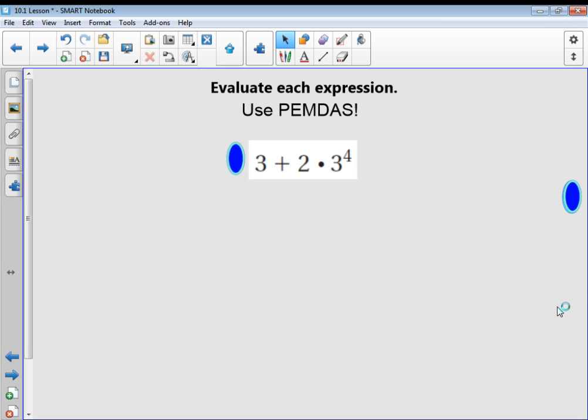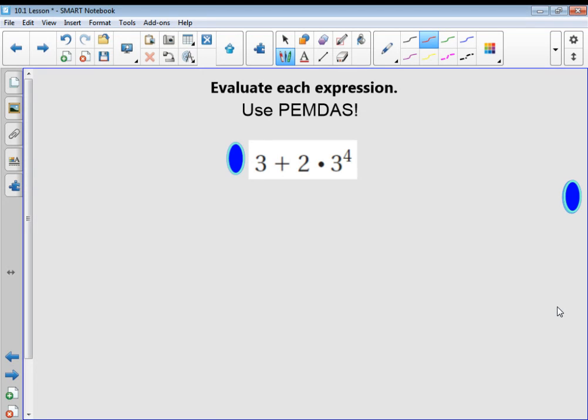All right, in this part of the lesson, we're going to be using PEMDAS to help us evaluate. So now we're going to be involving more than just one part or one exponential form. We're going to have other adding, subtracting, multiplying, and dividing involved within that. So when we look at this, we have to review what our PEMDAS means.